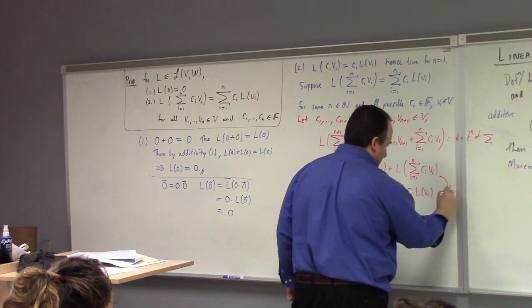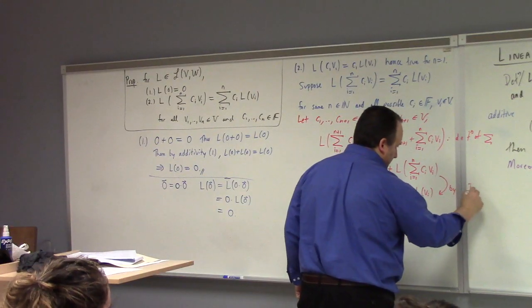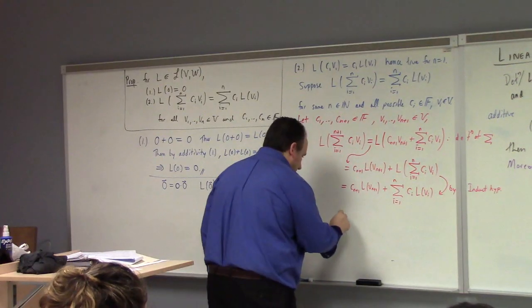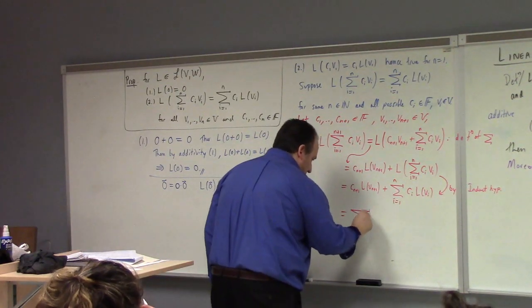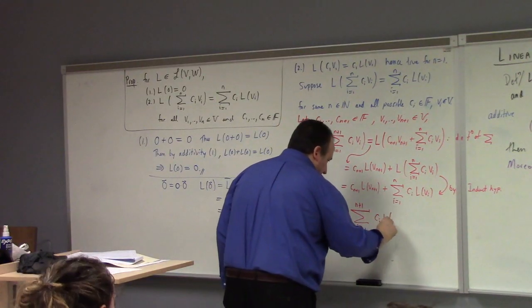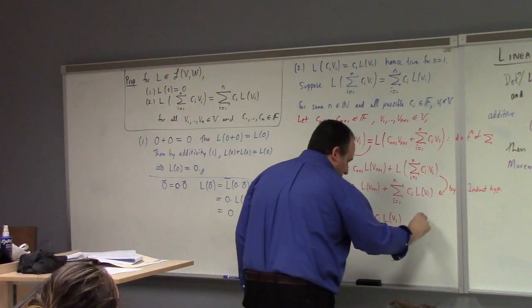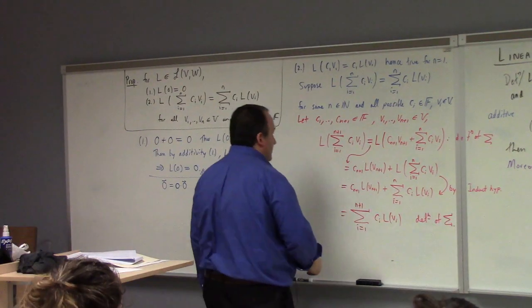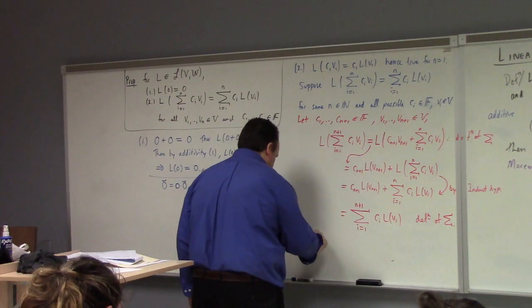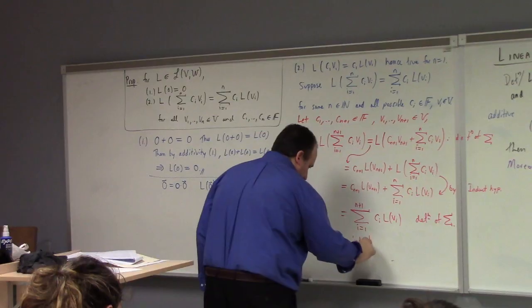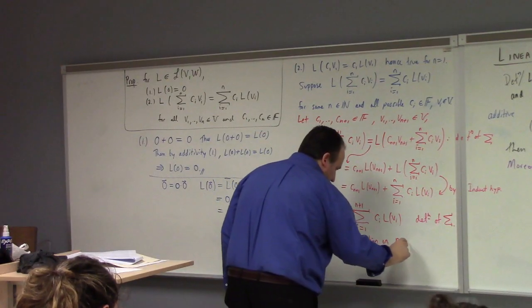So by induction hypothesis. And then finally, this is nothing more than the sum i equals 1 to n plus 1 of Ci L of Vi, definition of finite sum again. And hence, by induction on n, 2 holds.